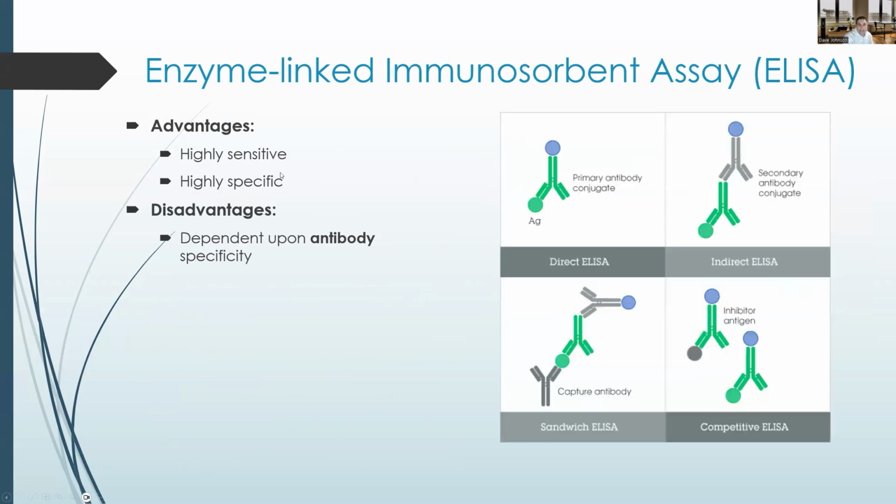Some advantages: it is highly sensitive and it is highly specific. Why? Because we're looking at antibodies. Antibodies are by definition specific. The disadvantage, sometimes it can be hard to make good antibodies. And if your antibody has low specificity and doesn't have good binding strength, well, then you're going to have problems analyzing your ELISA. All right.